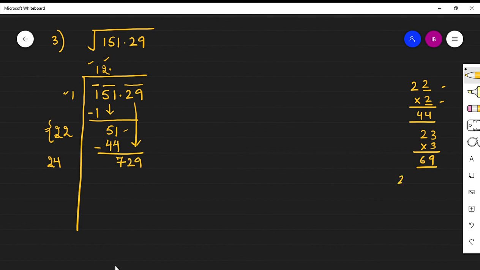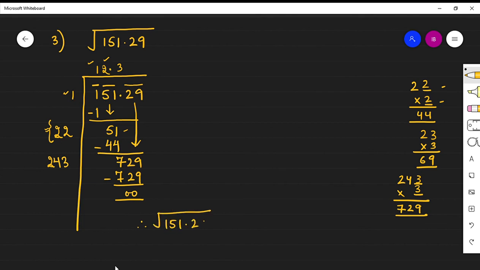Now let's try with which digit is to be multiplied. Let's try with 3. 3 9s are 27, 3 4s are 12, 3 to the 6, 7. So it will go with 243 into 3 is 729. On subtraction, our remainder is 0. Therefore, square root of 151.29 is 12.3.